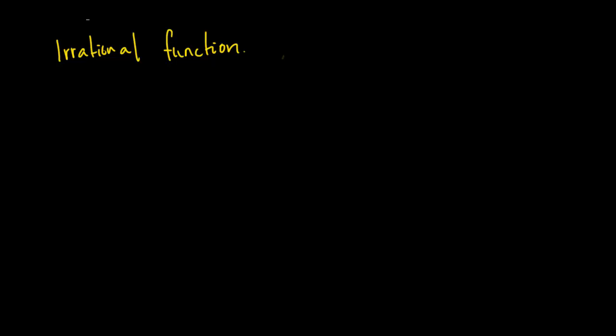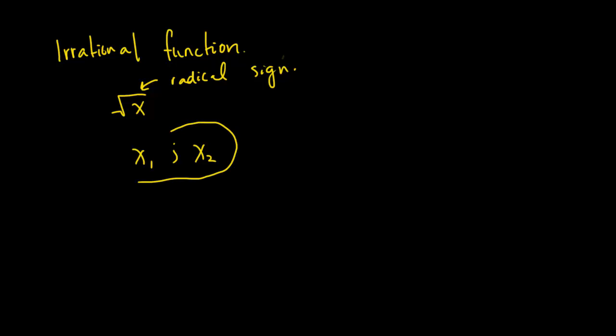Okay guys, so let's come back to irrational functions now. Irrational functions is when your independent variable x is underneath a radical sign. Okay, so this is called the radical sign. One of the major differences, besides being under a radical sign, is that when you solve irrational functions, you tend to have two solutions, okay? x1 and x2. And usually you will need to substitute these two numbers back into the original equation to verify if it's a true solution or a false solution, okay?